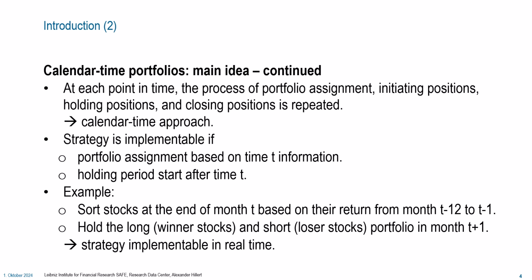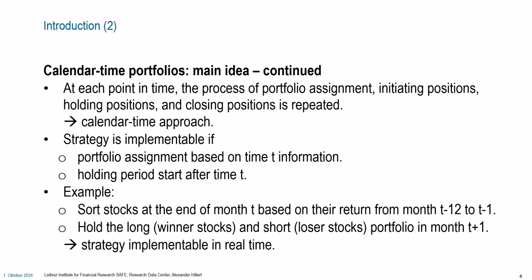To give you an example, at the end of month T, you could sort stocks based on their return from month T-12 to month T-1. This 12-month return is clearly known at the end of month T. And then you buy, let's say, past winner stocks, you sell short past loser stocks, and you do that at the end of month T, or equivalently at the beginning of month T+1. Keep these positions until the end of month T+1, and that would be implementable in real time.